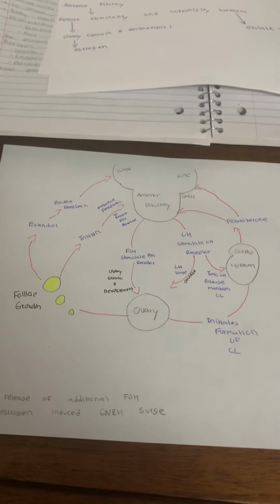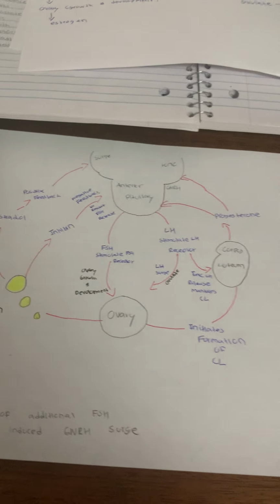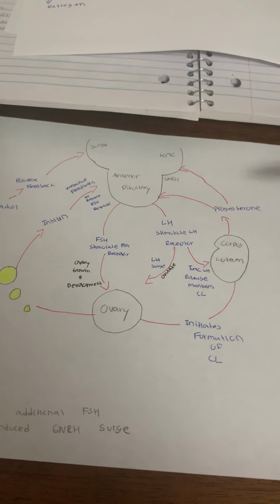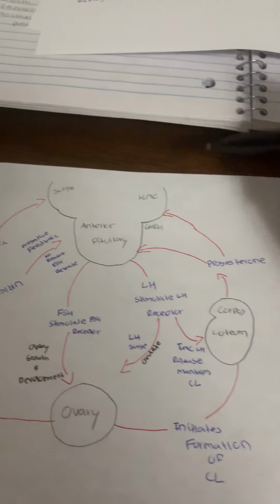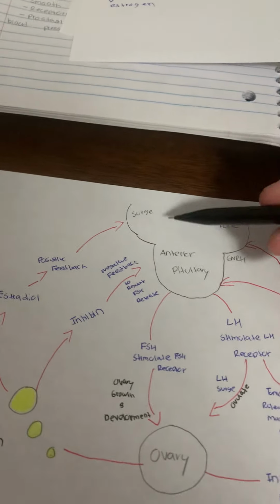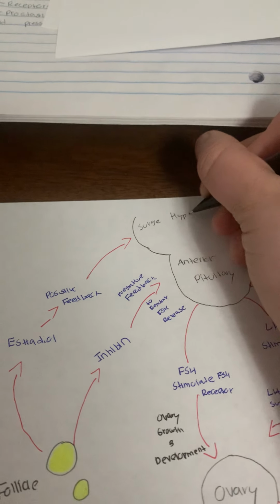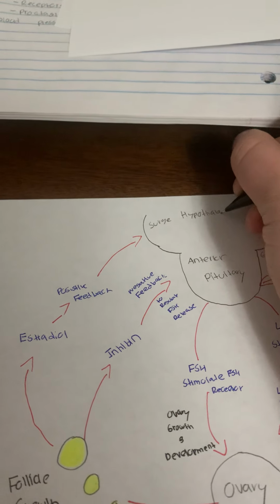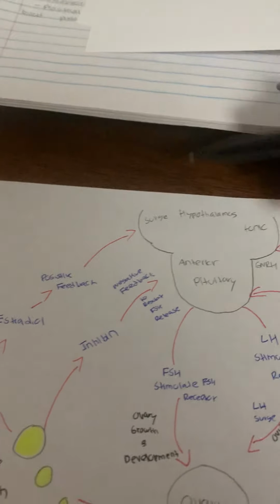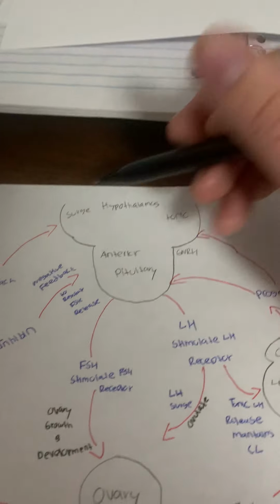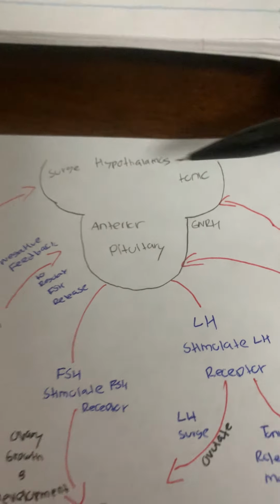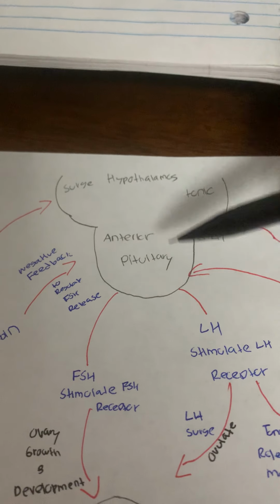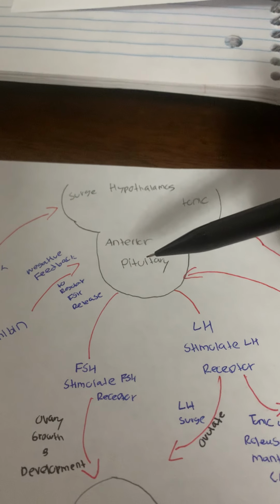Okay, so this is my diagram of the hypothalamic-pituitary-ovarian axis. Up here I just wrote the parts. Right here is our hypothalamus, this portion up here that I have illustrated. So we have our surge and tonic, and then connected to it, we have our anterior pituitary gland.